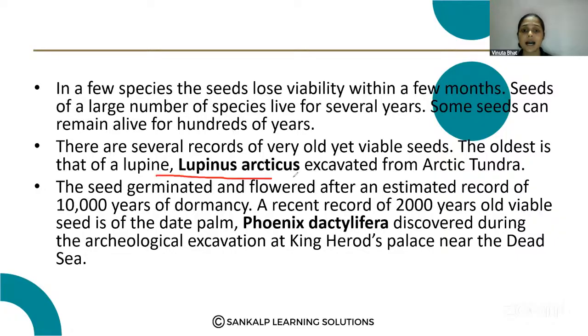that is the Lupinus arcticus. This is the oldest seed, from Lupinus arcticus, excavated from the Arctic tundra. The seed germinated after 10,000 years of dormancy. And one more, Phoenix dactylifera, the date palm, which has a dormancy of 2,000 years. That was found near King Herod's palace. So these two are very important, Lupinus arcticus and Phoenix dactylifera, which show a very high period of dormancy.